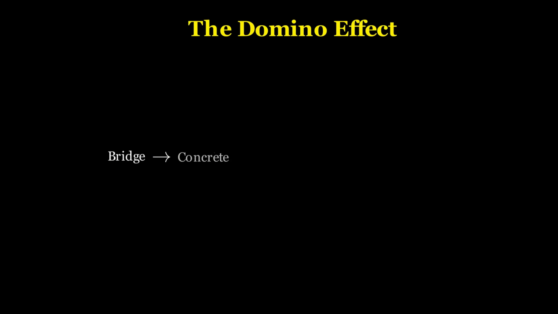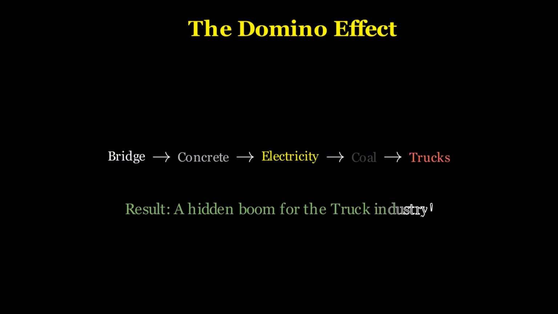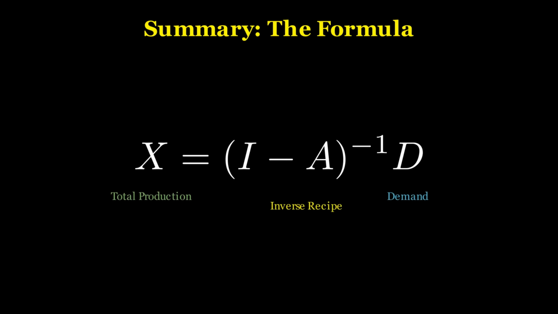And finally, the domino effect. If a city demands a new bridge, they need concrete. Concrete needs electricity. Electricity needs coal. And moving that coal requires trucks. Without even trying, a single bridge creates a massive hidden boom for the trucking industry. And that is the beauty of the Leontief Input-Output Model.